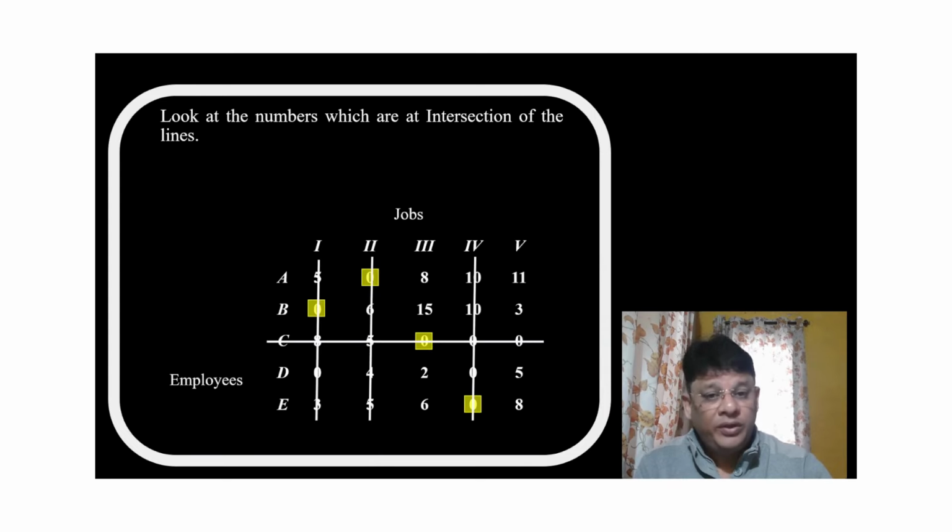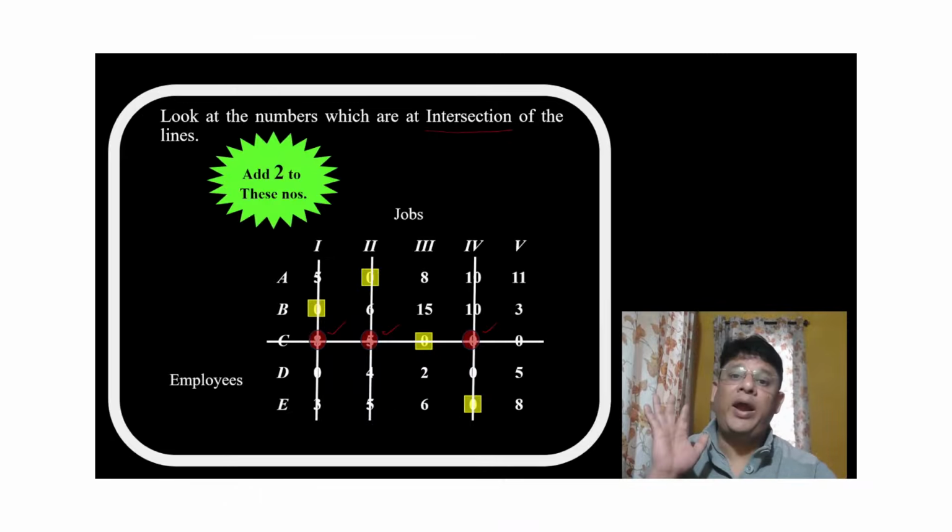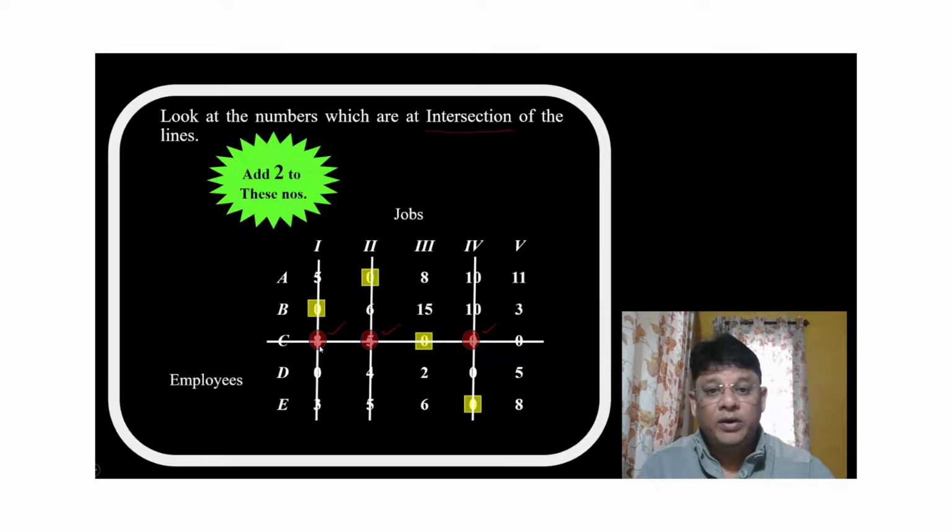Now, in this case, you have to talk about two things. One is the intersection of the line. So how many intersections do we have? 1, 2, and 3. Three intersections are there, right? In these intersection points, you have to add the number 2 that we selected in the previous step. So this 8 will become 10, this 5 will become 7, and this 0 will become 2, right?